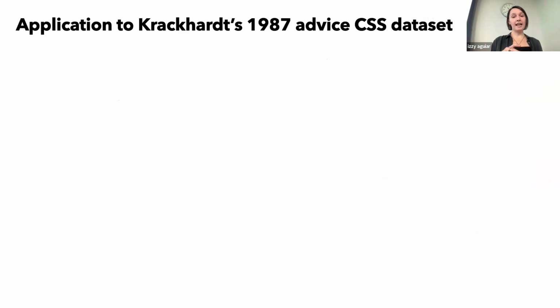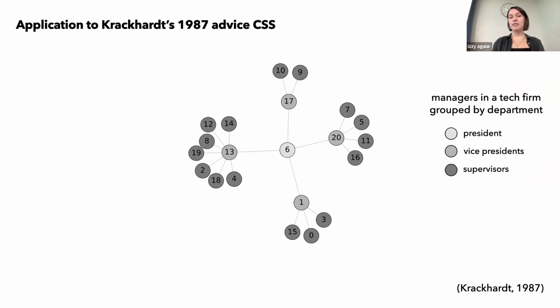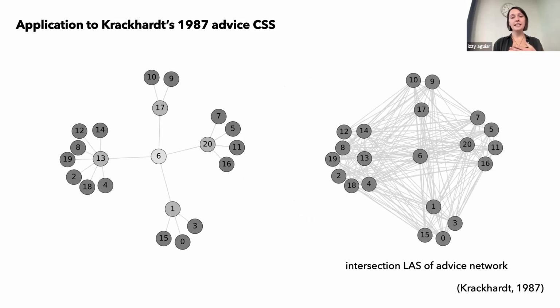The first data set that we'll look at is Krackhardt's 1987 Advice Cognitive Social Structures data set. In this network, there was a group of 21 managers in a high-tech firm, with different hierarchy: there was a president, there were vice presidents, and there were supervisors. And David Krackhardt went in and said, okay, every single person in this network, tell me who you think goes to whom for work-related advice. So if you have a question about work, who are you going to and who do you think everybody else is going to?